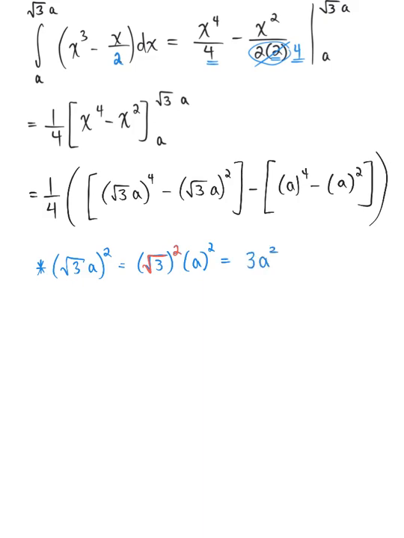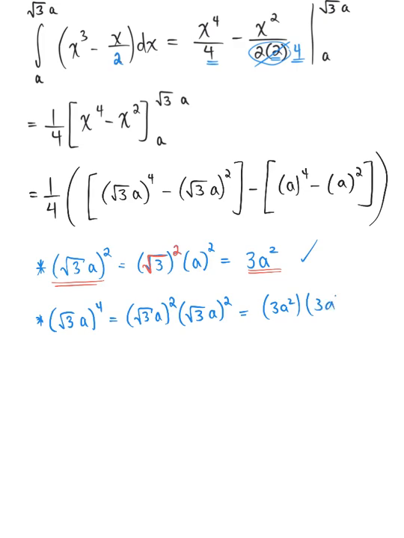Now, if we extend this to the square root of 3 times a to the fourth, again, we could distribute that 4 through, but you can also think about this as the square root of 3 times a squared multiplied by the square root of 3 times a squared. And the reason I'm separating it out like this is to take advantage of what we just found. So from this first step, this will be 3a squared multiplied by 3a squared. So 3 times 3 will give us 9, and a squared times a squared is a to the 2 plus 2, which gives us a to the fourth. So the hard work is done.